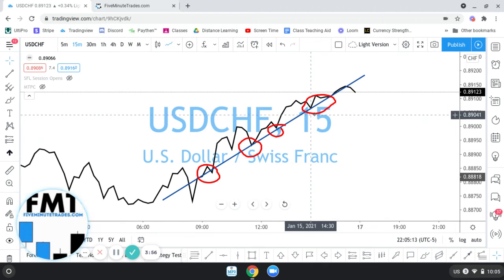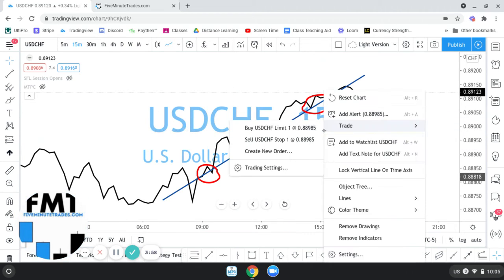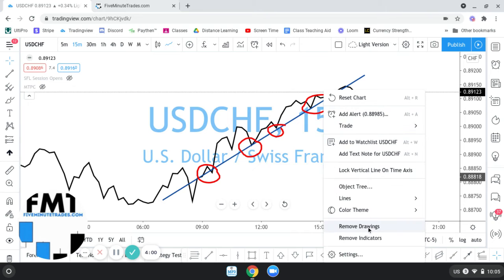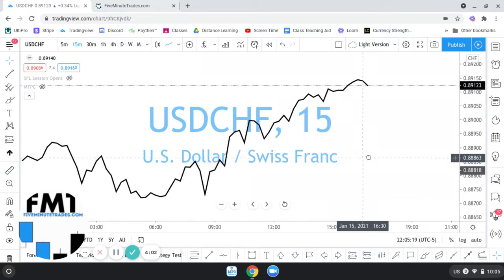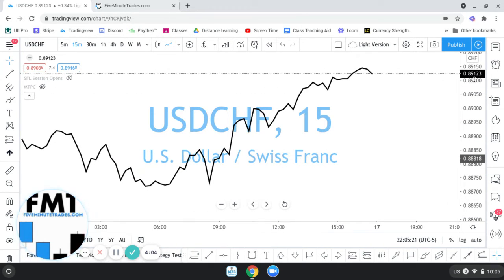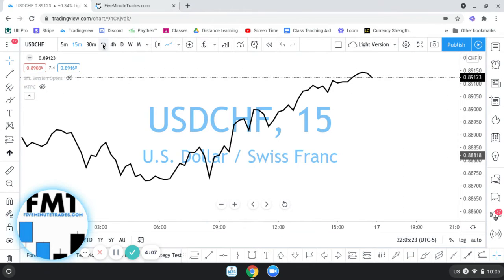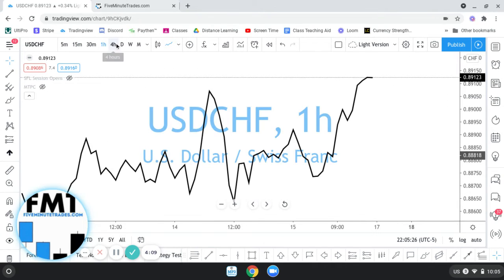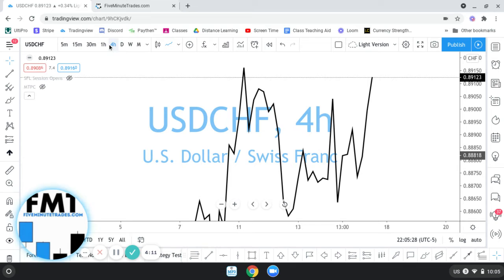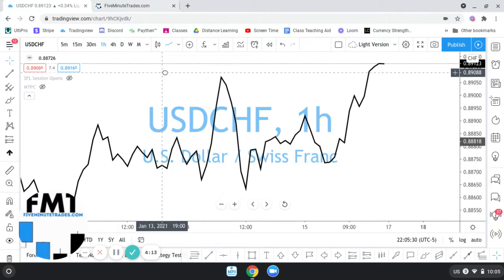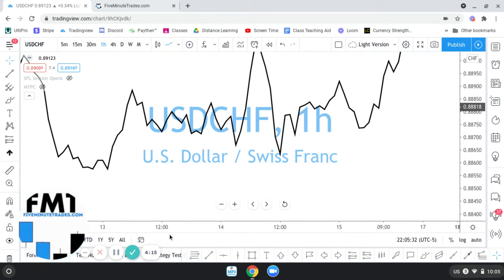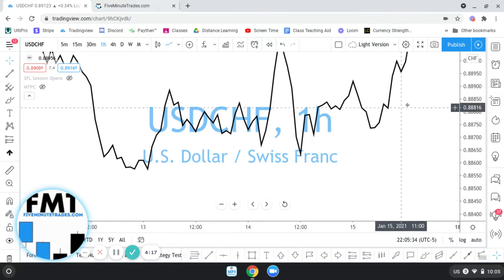Now, let me show you how I like to find my levels. All right, so I normally go on a large time frame for levels and things like that. So let's do 1 hour. All right, so this is the sweet part here. This is what I really like about using the line charts.